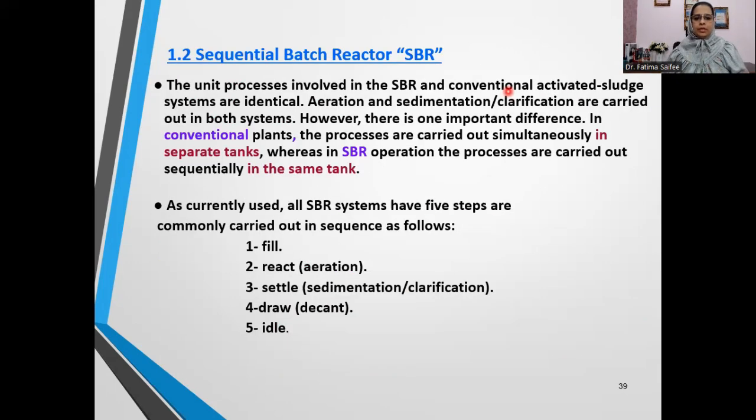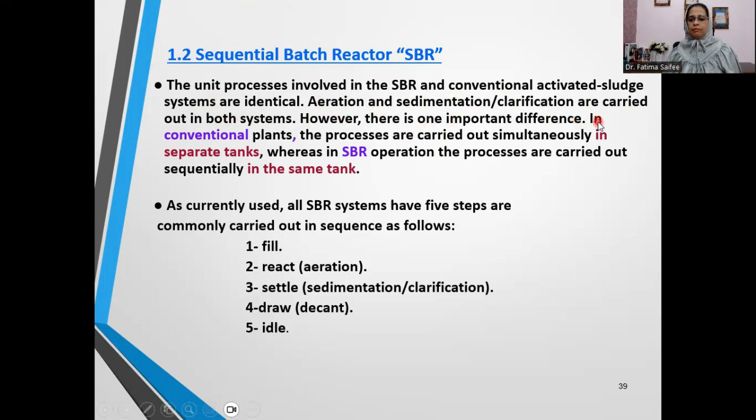So next is the sequential batch reactor. What happened here? This also has aeration and sedimentation processes, but in the activated sludge process there are different zones and different tanks for the process. But in the sequential batch reactor, the process happens through a series, that means in sequence form, where aeration and sedimentation clarification are carried out in the same system.